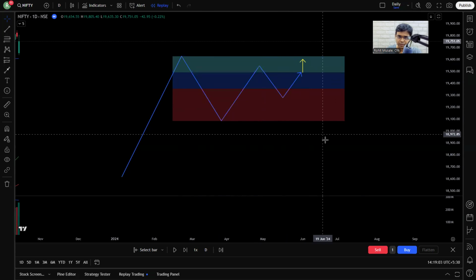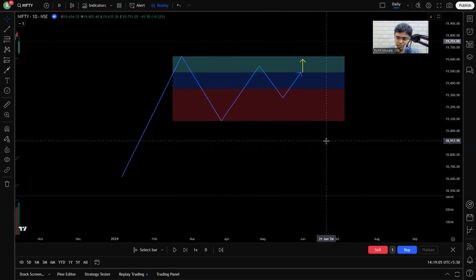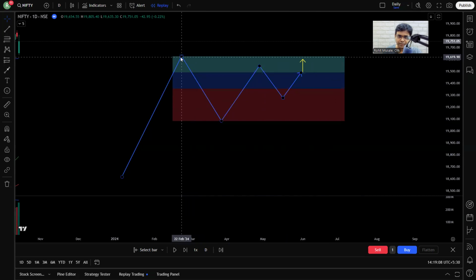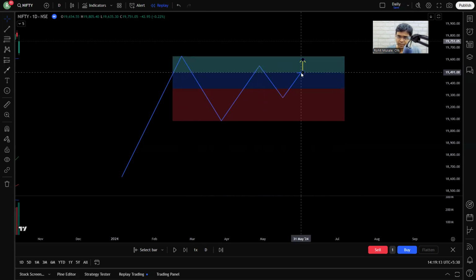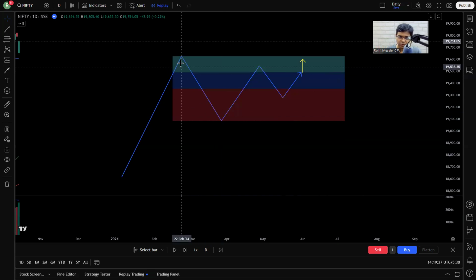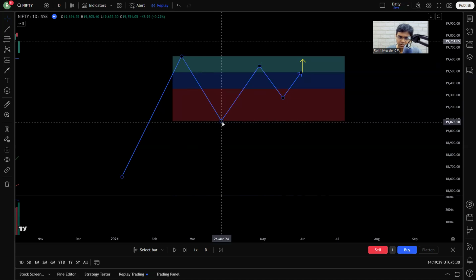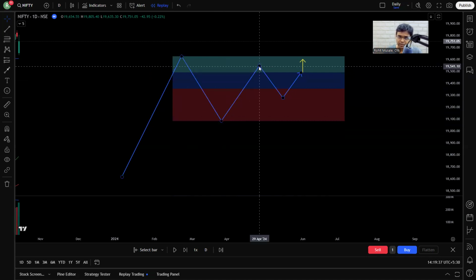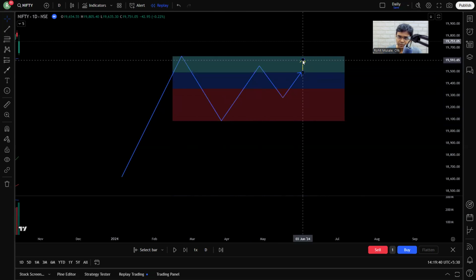Remember what is the definition of the points? Point number 1 is the highest point on the chart. So if you go back 52 weeks from the current candle, whatever is the highest price, that is point number 1. It's a very simple definition. Point number 2 is the lowest price on the chart after point 1. Point number 3 is the highest price on the chart after point 2. So after point 2, this was the highest price. Now this is the highest price. So that is point 3.